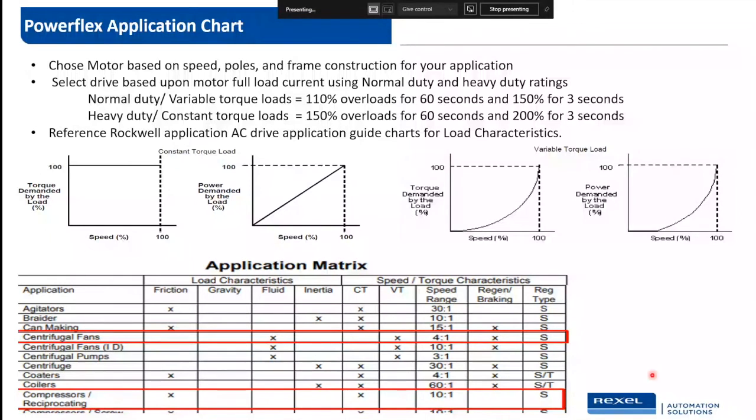So that application matrix is a 2-page PDF. I gave it to Rob, and we can send that out so you can reference that chart. I think there are about 75 applications on there that describe the speed torque characteristics. So again, with PowerFlex, we regulate speed and torque. For your application, you need to know where you need your torque and what's the slowest speed range or speed number that you need. And that's what I have.